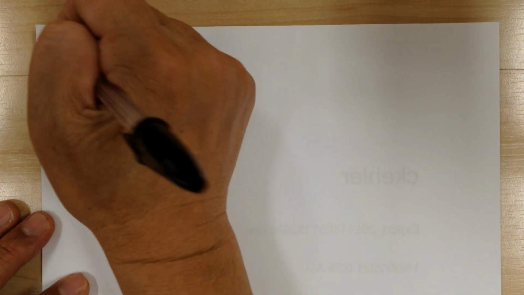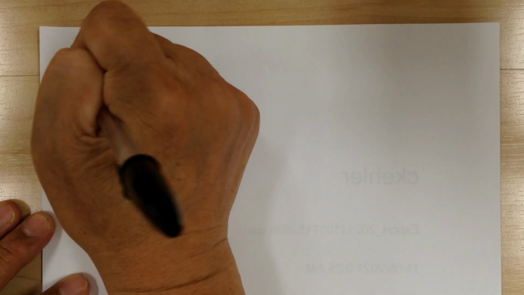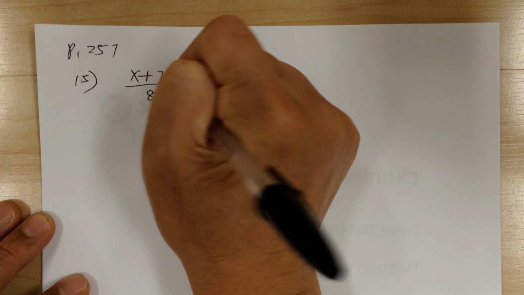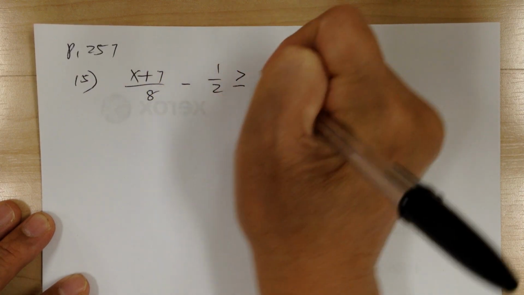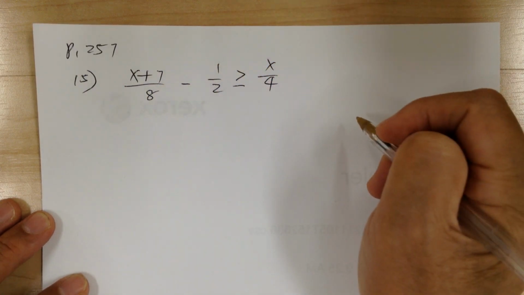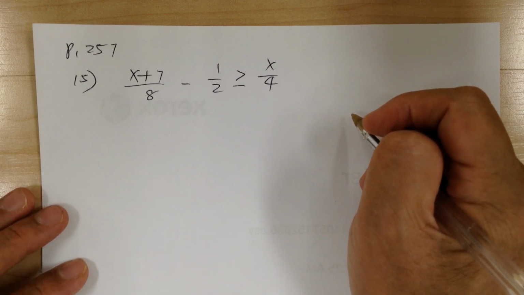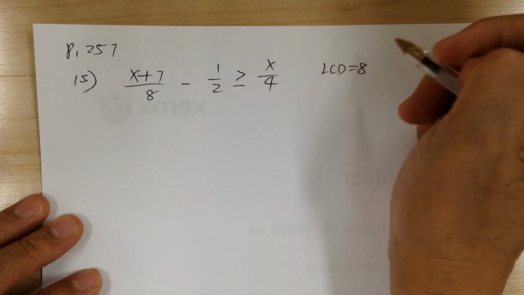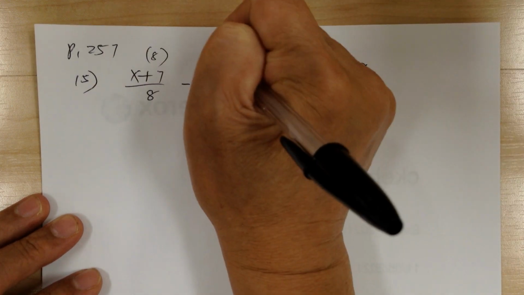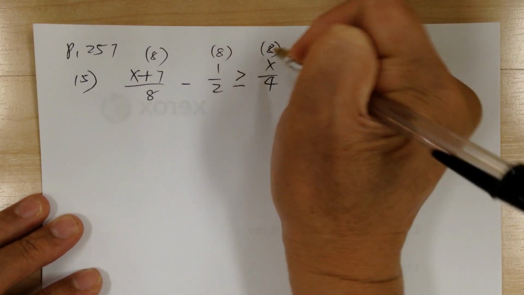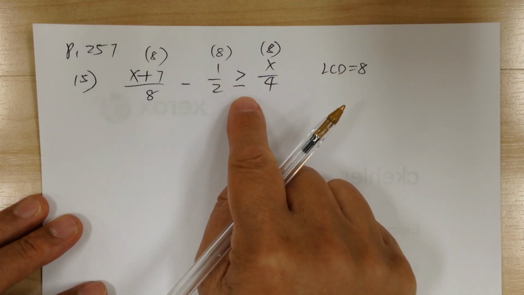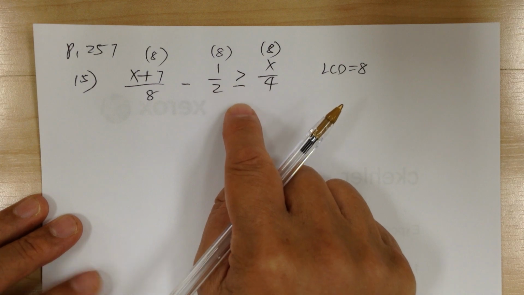Okay, let's go to 15. Here you've got (x plus 7) over 8 minus 1 over 2 greater than or equal to x over 4. So this is an inequality, so we can multiply by the LCD. Your LCD is equal to 8. So I'm going to multiply everything by 8 to get rid of the denominator. I can do that if it's an inequality or an equation.